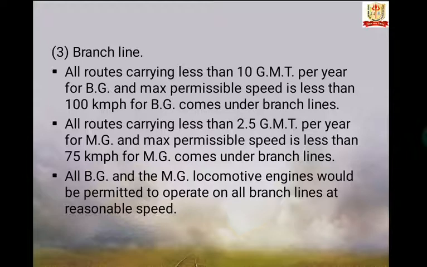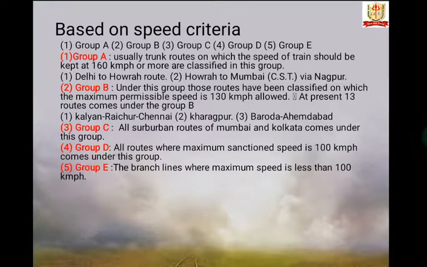All routes in broad gauge and meter gauge locomotive engines will be permitted to operate on all branch lines at a reasonable speed. So no new rails will normally be used on branch lines. Now next we see classification based on speed criteria.